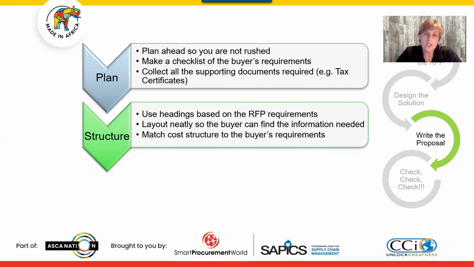In terms of the cost structure, in many instances, a buyer will put a specific cost structure together that you need to consider when you write your proposal. So if they ask for a breakdown of transport cost, material cost, and labor, make sure your product costing is the same. Otherwise, if they can't understand how yours links into what they're looking for, they can't evaluate your proposal and you won't be accepted.